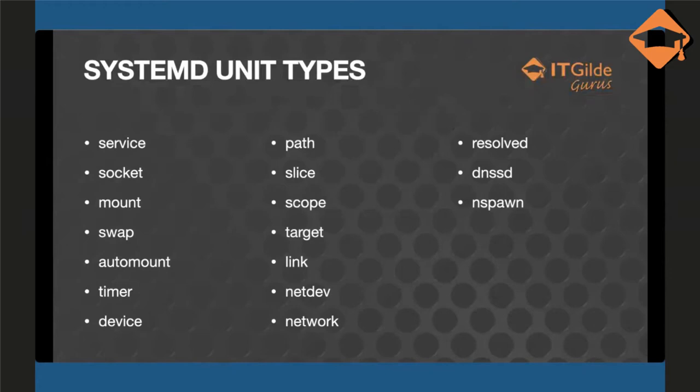The link, for naming and configuring network devices. The netdev, to create virtual network devices. The network unit, a complete replacement for network managers such as Red Hat's NetworkManager and SUSE's wicked. Resolved, for resolving of DNS names. And the nice thing about resolved is that you can make it even specific for an interface. So if traffic is coming in via, for instance, network card number 0, the outcome will be different from another network interface, which can be useful in multi-homed situations and scenarios.